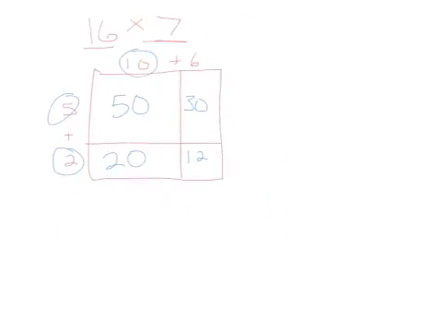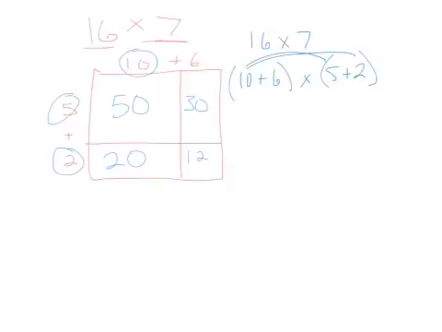Now that you have all of that sorted, you can break it down and use it for your distributive property. You have your 16 times 7 to start, and then you separate it down. So the 16 becomes 10 plus 6 times 5 plus 2. And then you use your distributive property. The 10 times the 5 and the 10 times the 2, just like you did in your array, and the 6 times the 5 and the 6 times the 2, like in your array.